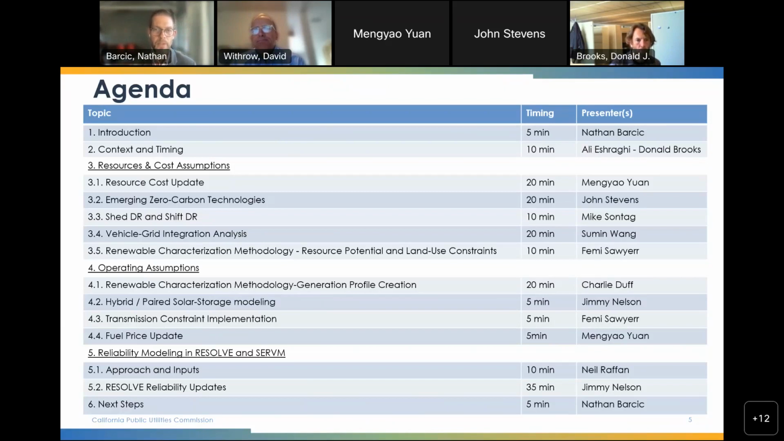And that list includes updates to reflect the recent Inflation Reduction Act at the federal level, emerging zero carbon technologies, vehicle to grid integration analysis, hybrid and paired solar plus storage modeling, annual build out limits for resource types and first available online year for them, as well as reliability modeling improvements for Resolve and Servum that might be familiar from MAGS earlier this year. With that, I think I will pass things over to Ali Ashraghi for a little bit more context.